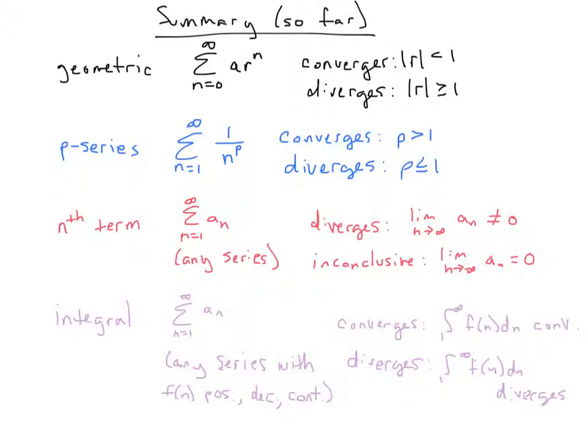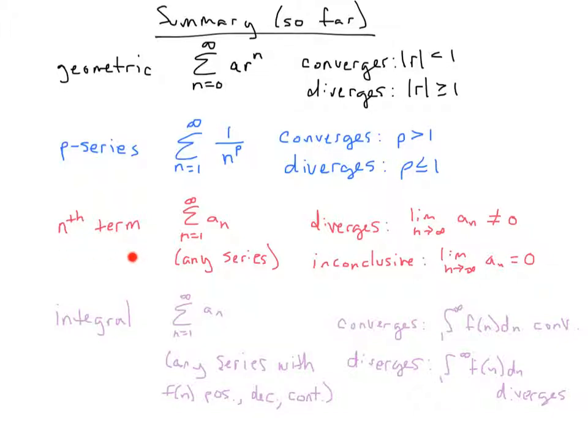Alright, so here's a summary so far of what we've learned. In the last video we talked about a geometric series that looks like this. We have a times r to the n. It converges if the absolute value of r is less than 1, diverges if the absolute value of r is greater than or equal to 1. P series looks like this, 1 over n to the p, converges if p is greater than 1, or diverges if p is less than or equal to 1.